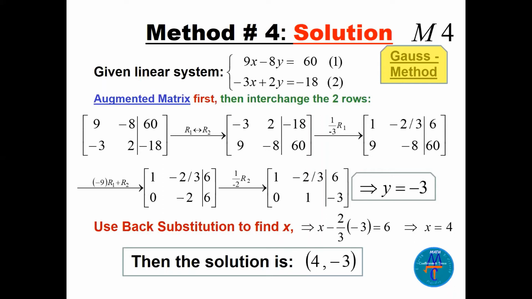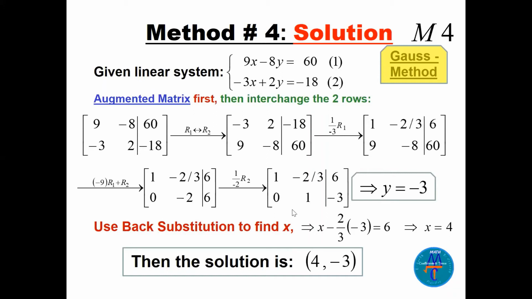So look at this equation here. 0x plus 1y is equal to minus 3. So y will be minus 3. Now, in the Gauss method, we have back substitution.